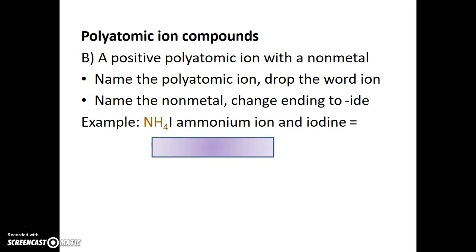Another possibility with polyatomic ions is that you have a positive polyatomic ion paired with a non-metal. In this case, again, we name the polyatomic ion, and then we name the non-metal, and again, on the non-metal, we change the ending to -ide. So in this example, we have NH4, which is the ammonium ion, and then we have iodine, which would be named ammonium iodide as a compound.